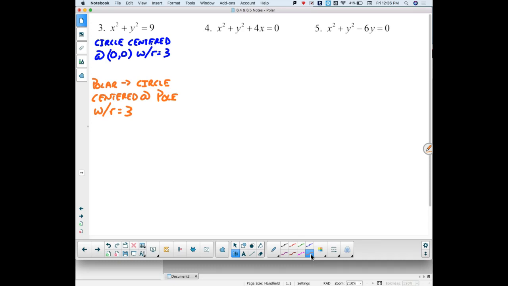Okay? So, in polar form, what's the equation of a circle centered at the pole with radius of 3? Anybody know? Remember, it's got to be r equals. Say it louder, Gabby.